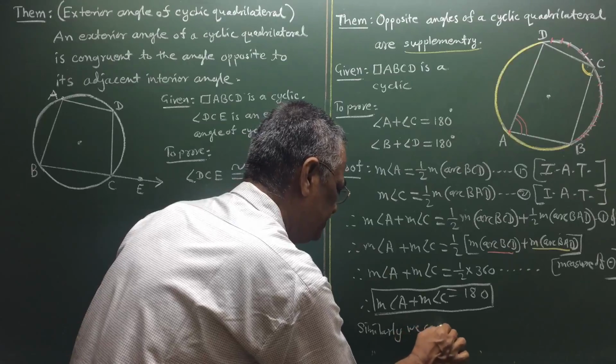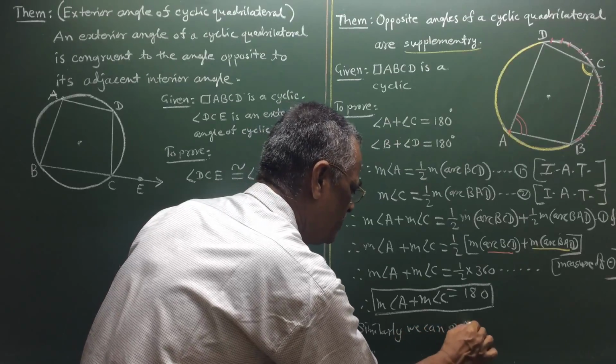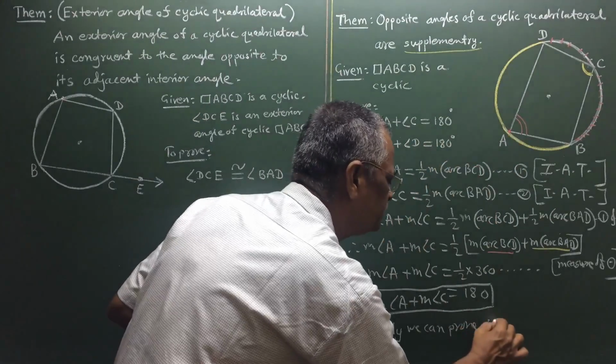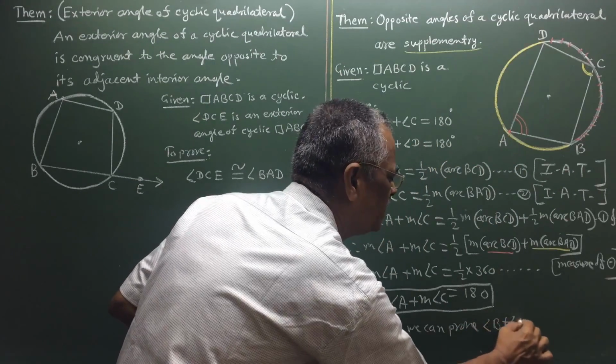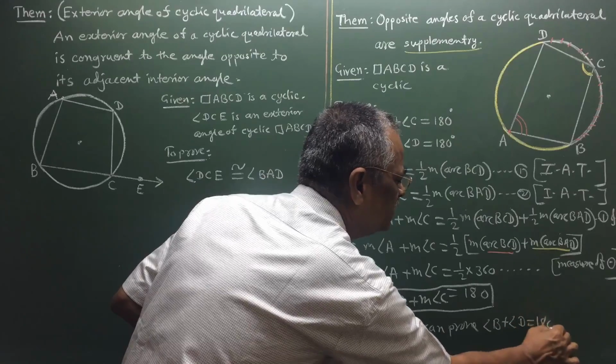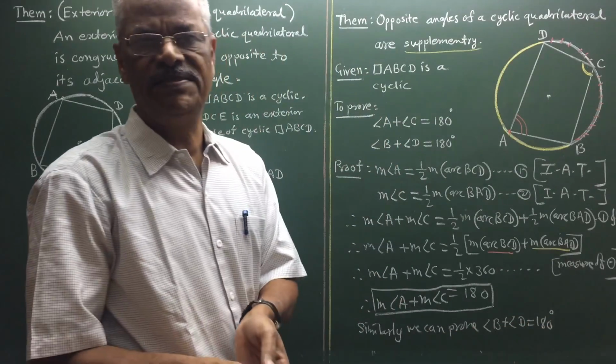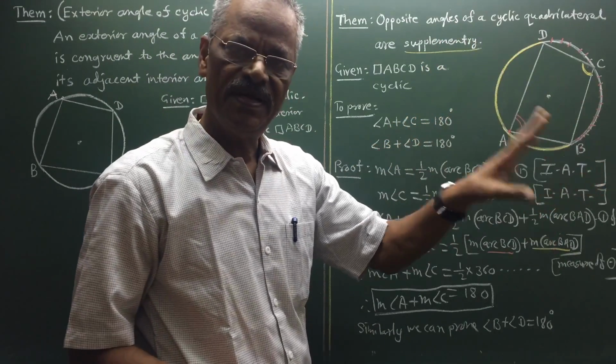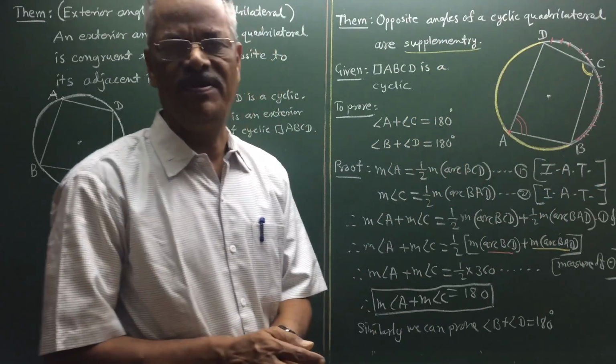We can prove B plus D is 180. So this is known as cyclic quadrilateral theorem. Opposite angles are supplementary.